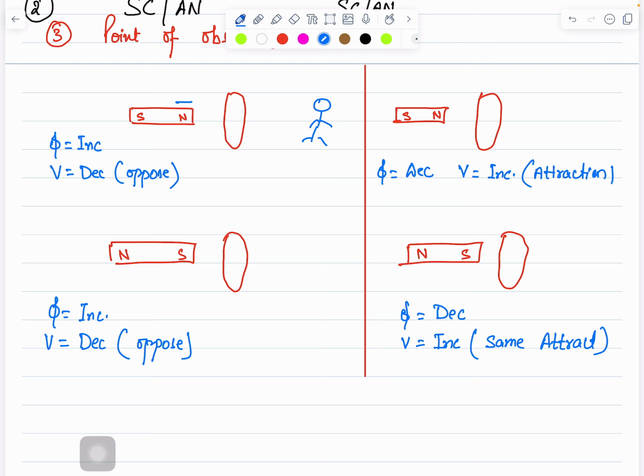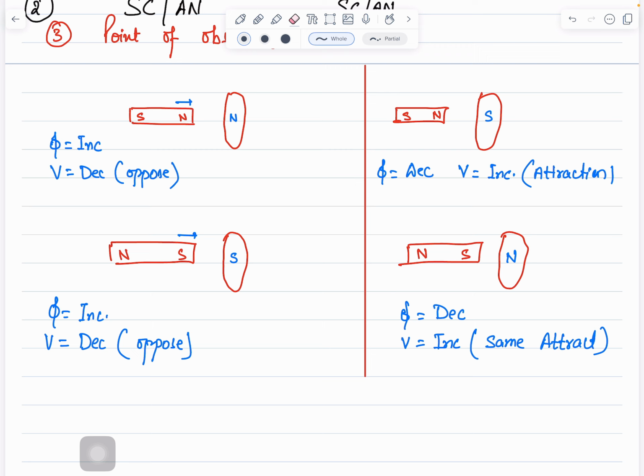This is north, going towards it, so it will oppose. Here should be the north. Okay, till here clear? North decreasing, so it will try to attract south. This is increase, so it will decline. Decline means oppose. Oppose means south. Here decrease, it will try to attract him. Attract means who will attract? North. Guys, now there is a major mistake done by the students.